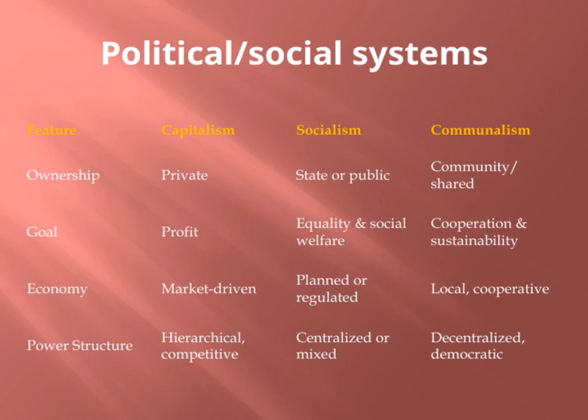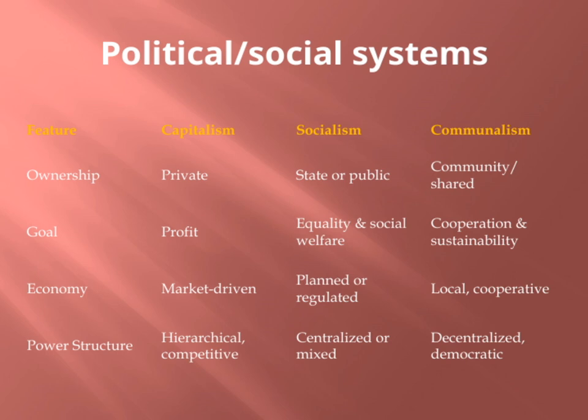When we look at the economic models, capitalism features a market-driven economy. Think of supply and demand guiding production and prices. Socialism often employs planned or regulated economies, where the government or planning bodies coordinate economic activity to meet social needs. Communalism tends to rely on local, cooperative economies, small-scale, community-based efforts that promote local resilience and mutual aid.